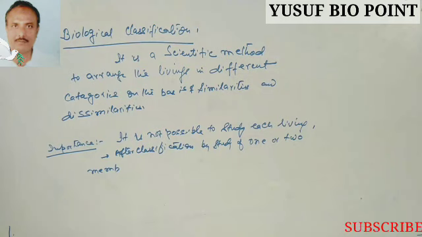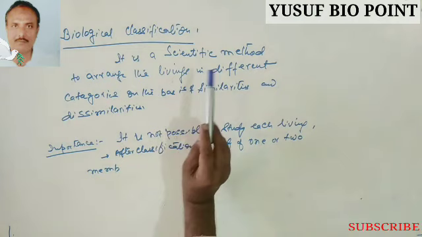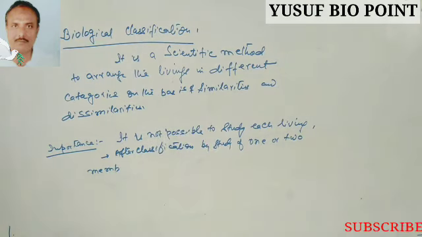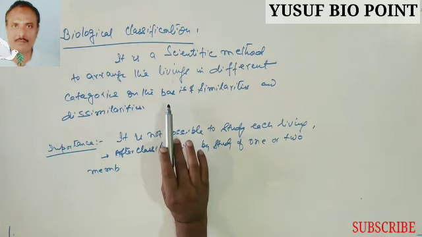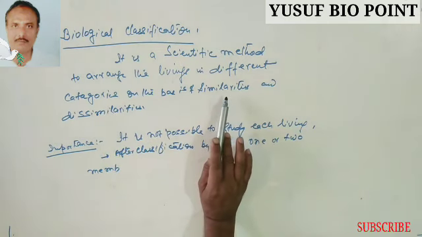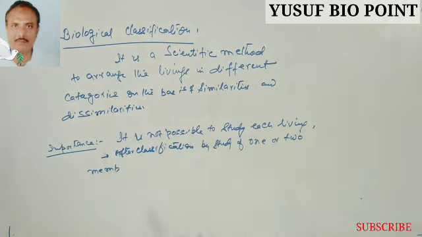Now we shall discuss the second chapter of Unit 1, that is biological classification. First, what is biological classification? It is a scientific method to arrange the livings in different categories on the basis of similarities and dissimilarities, means on the basis of their characters, which one is same and which one is different. On this we arrange, that is known as classification.